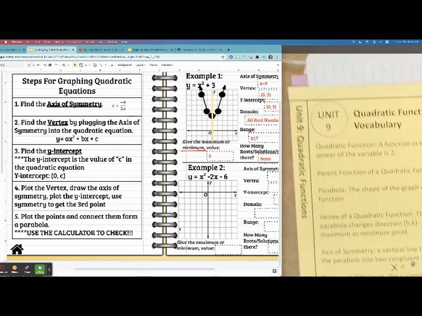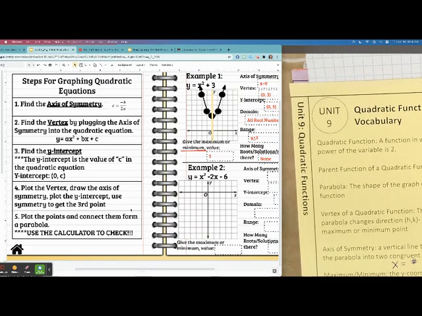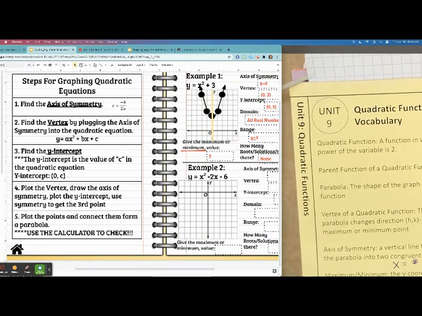Let's look at slide 8. We are going to finish slide 8 right now, steps for graphing quadratic equations. So we have these steps. I'm also going to have you write a few steps in your journal so that you can know how to use the calculator to find these as well.